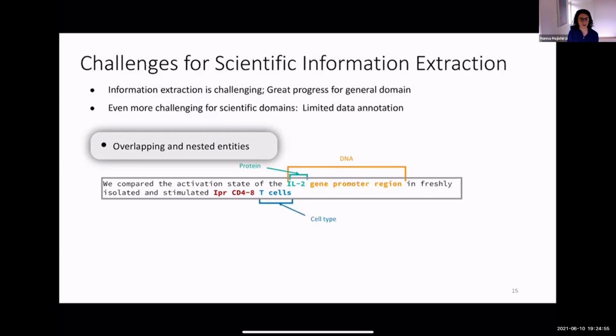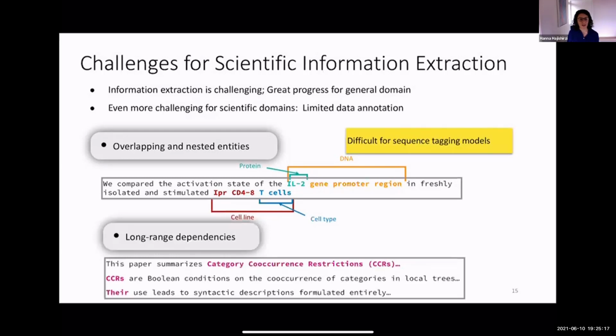And we have another example here. T cell is a cell type, and then we have a bigger entity, which is a cell line. This is an important challenge, and it causes issues for previous standard information extraction techniques that were using sequence tagging.